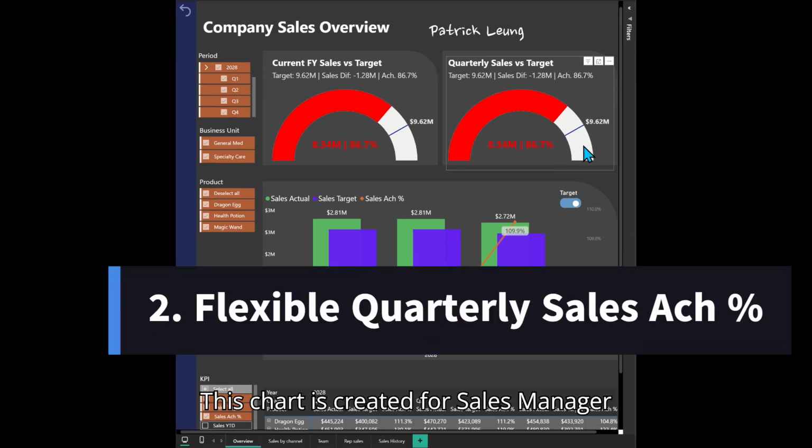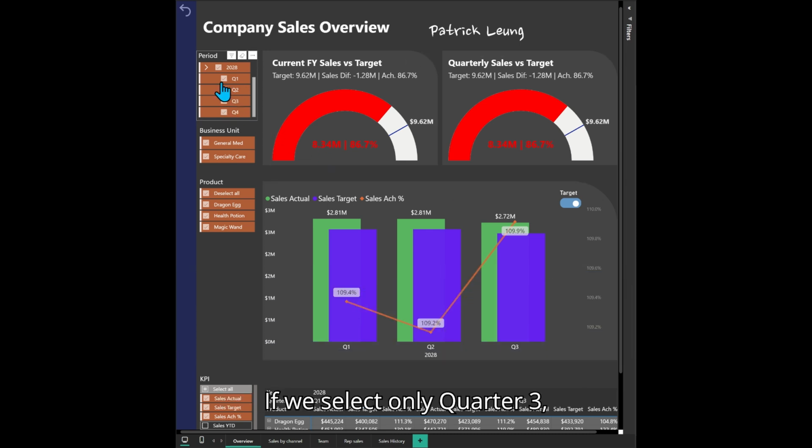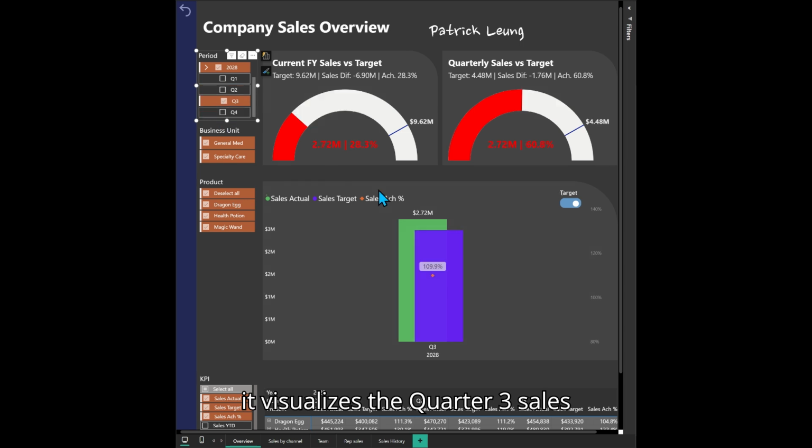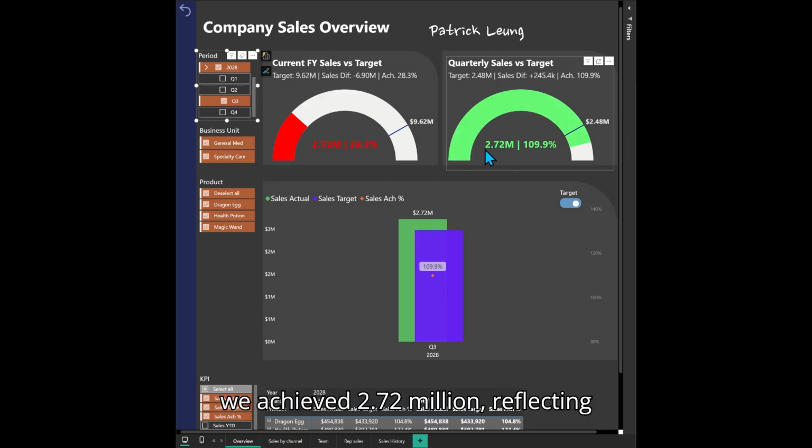This chart is created for sales manager or brand manager. Their focus is more on the quarterly performance. If we select only quarter 3, it visualizes the quarter 3 sales performance, where we achieved 2.72 million, reflecting almost 110% of the sales target. The color is green if the sales target has been met.